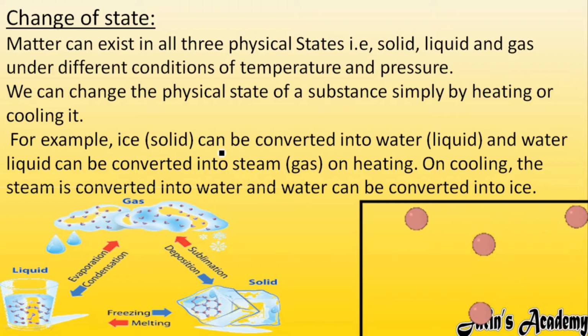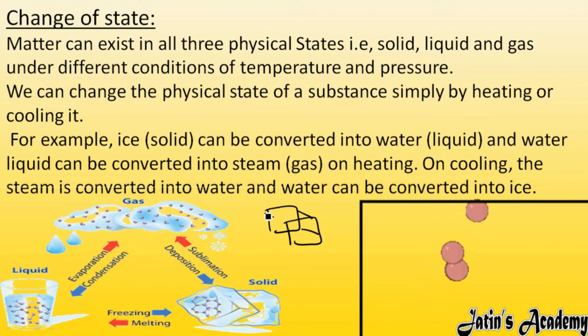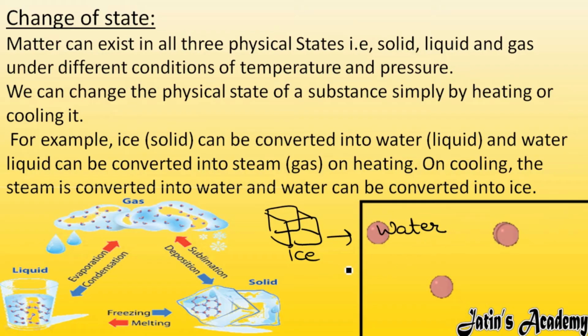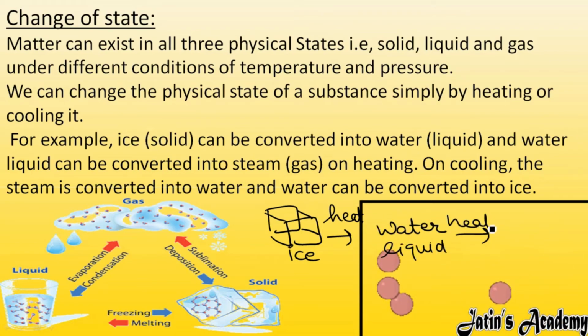For example, ice, a solid, can be converted into liquid. Suppose you have a cube of ice. Can you convert this cube of ice into water? Yes, obviously, by giving it heat. If we keep this ice at room temperature, it is going to take up heat from the environment and convert into a liquid, that is water. Again, when you heat the water further, it is going to boil, which means it is going to change into the gaseous form.